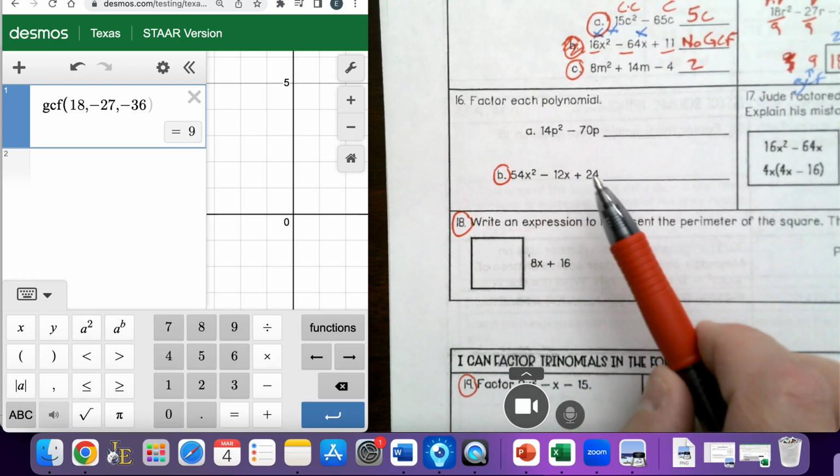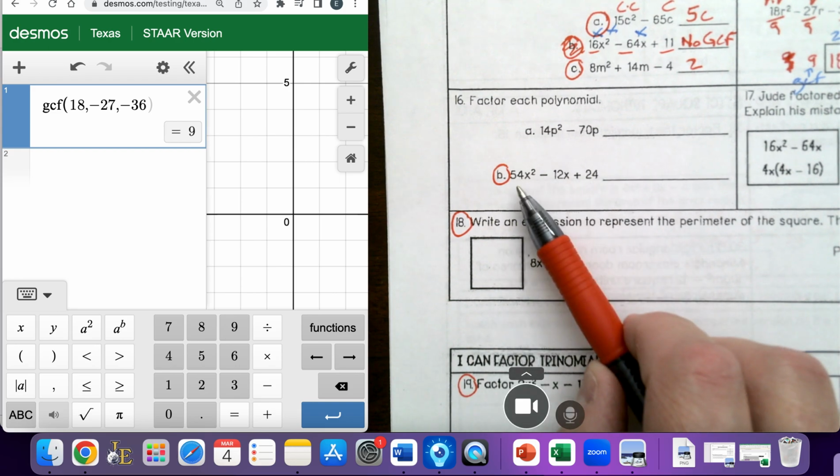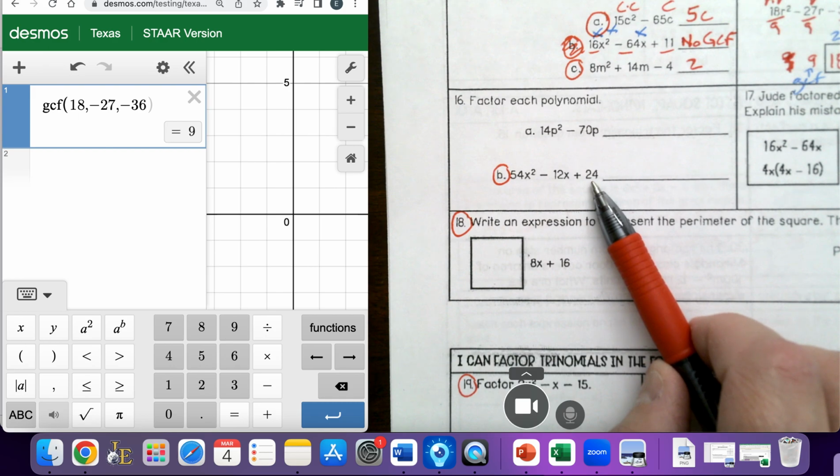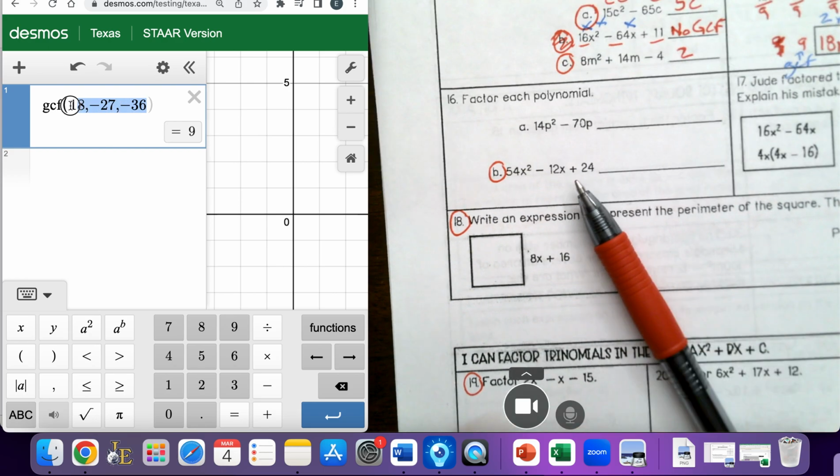And a big clue that we can factor something here is that we all have even numbers here. So at least I can pull a 2 out of all these, which would make this problem a little bit easier to factor if I wanted to. So I'm going to do 54, comma, negative 12, comma, 24 in my greatest common factor function. And it looks like we can pull out a 6. So we can factor out a 6 here.